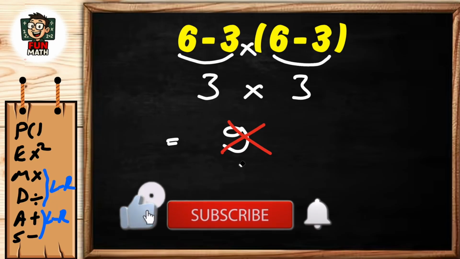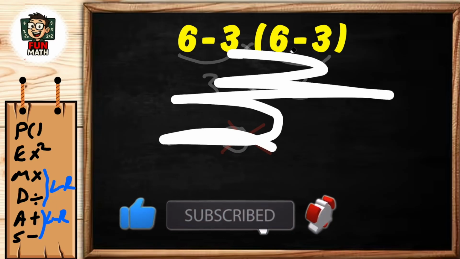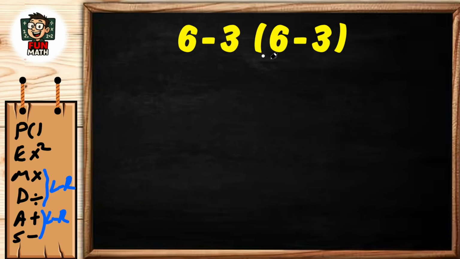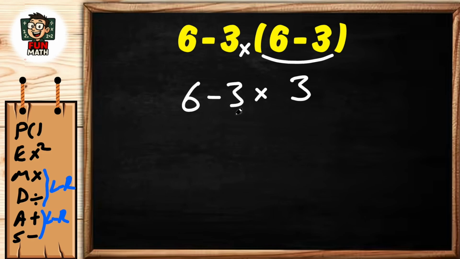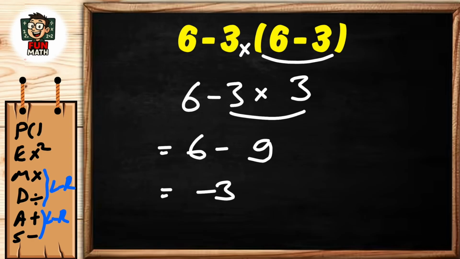Let's apply these rules to our solution. First, parentheses: 6 minus 3 equals 3. Hidden multiplication: 6 subtracts 3. Now multiplication: 3 times 3 equals 9. Finally, subtract: 6 minus 9 equals negative 3. We solved the solution in detail.